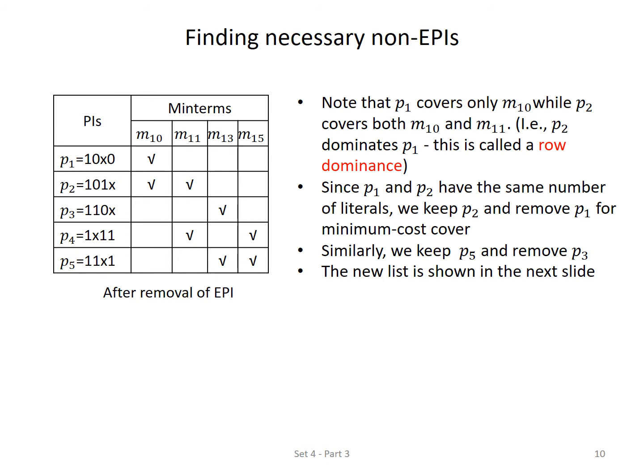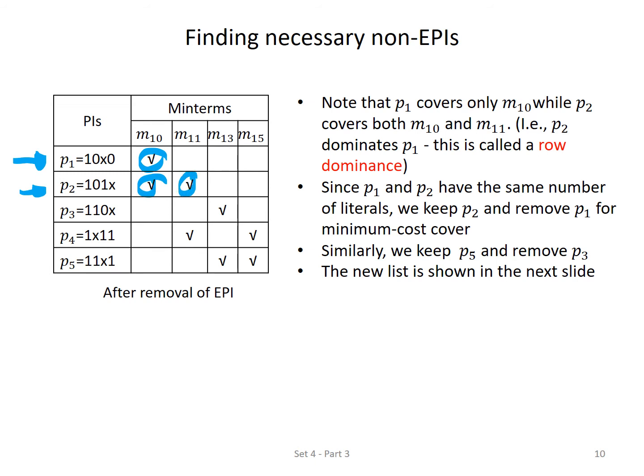Prime implicant P6 was covering a number of min terms, M0, M4, M8, and M12. They're also not part of this table. So this table is much smaller than what we had in the previous slide. Now, if you look at the row corresponding to P1, you will see that P1 covers only min term M10. And if you look at the row corresponding to P2, it covers both M10 and M11.